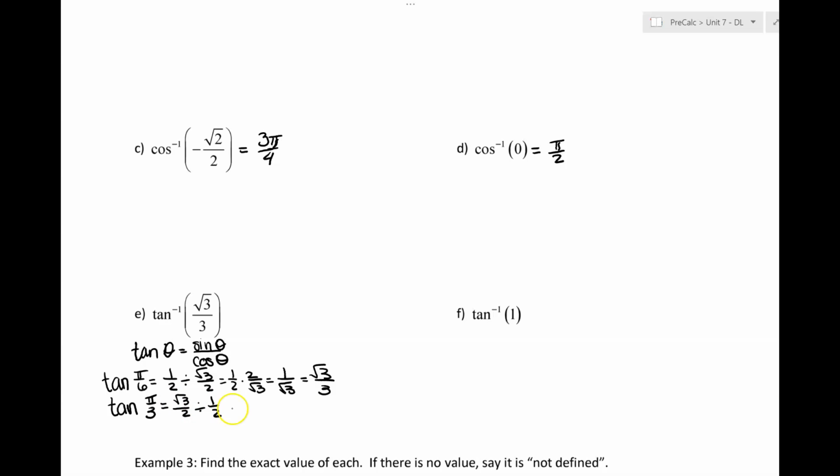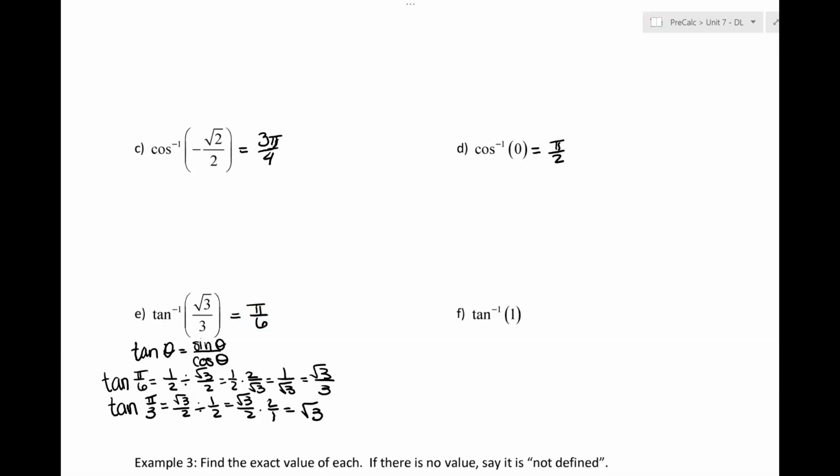The cosine is 1/2, so we would have rad 3 over 2 times 2 over 1. So the tangent of pi over 3 is rad 3. Okay, those two we tend to not be as familiar with because it takes a little bit more effort, a little bit more memorization on our part. So if tangent's positive, we're in the first quadrant. That means that this is going to be pi over 6.